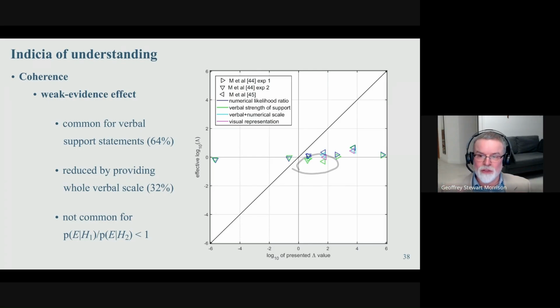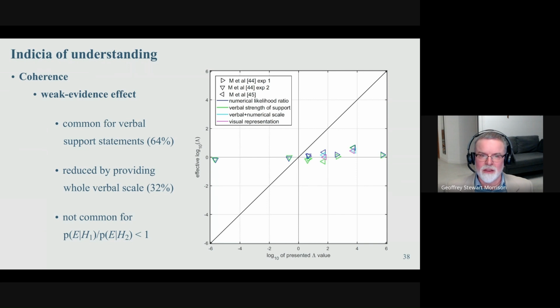Interestingly, when the whole verbal scale was presented, which gives you the cyan triangles, there are just two here. When a verbal support statement is given and the whole verbal scale is presented, that alleviated the weak evidence effect. It went from 64% to 32%. Numerical likelihood ratios and random match probabilities also had occurrences of the weak evidence effect, but it was much, much more common for the verbal support statements.